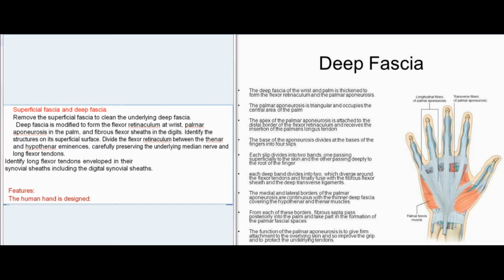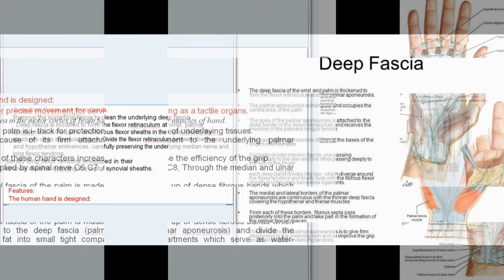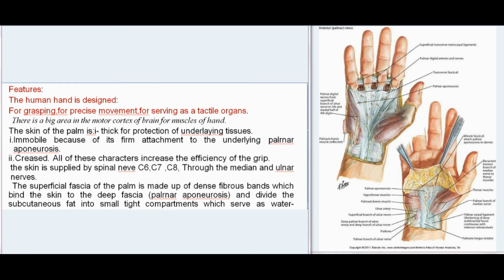Features: the human hand is designed for grasping, for precise movement, and for serving as a tactile organ. There is a big area in the motor cortex of the brain for the muscles of the hand. The skin of the palm is thick for protection of underlying tissues, immobile because of its firm attachment to the underlying palmar aponeurosis, and creased. All of these characters increase the efficiency of the grip. The skin is supplied by spinal nerves C6, C7, C8 through the median and ulnar nerves.